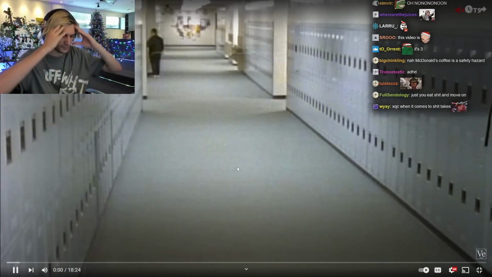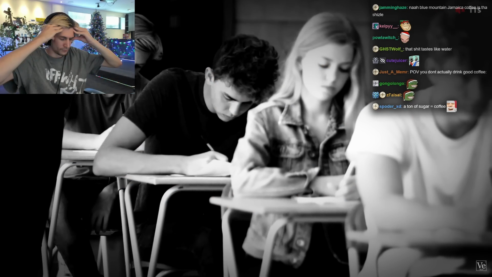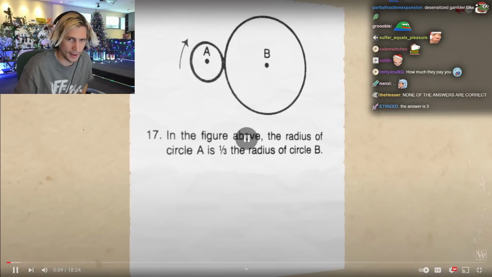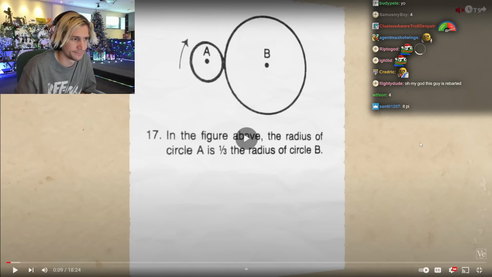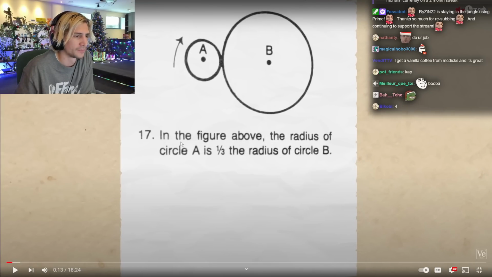Hold up. In 1982, there was one SAT question that every single student got wrong. Here it is. In the figure above, the radius of circle A is 1/3 the radius of circle B. Okay.